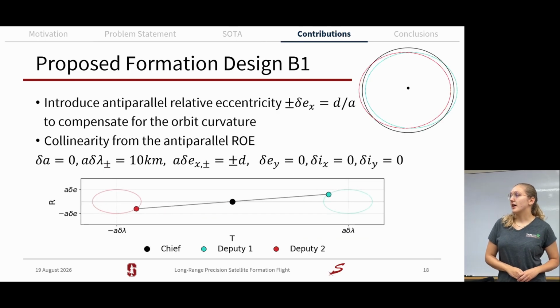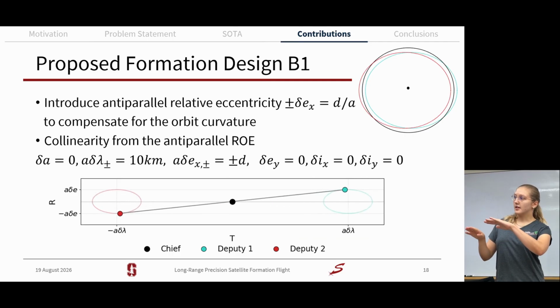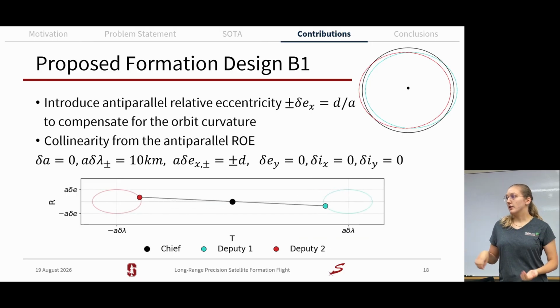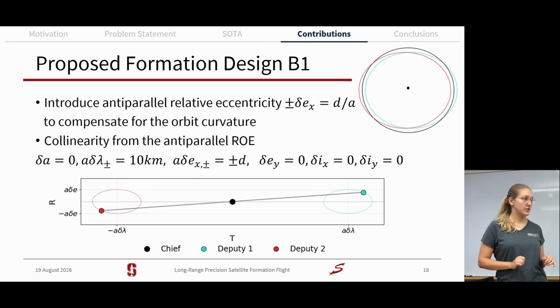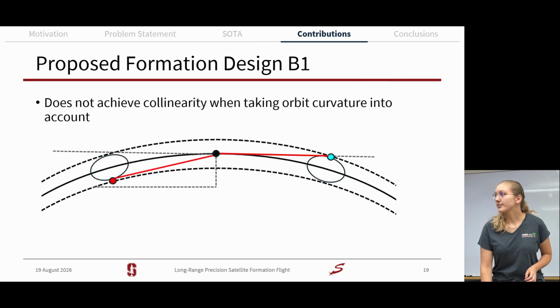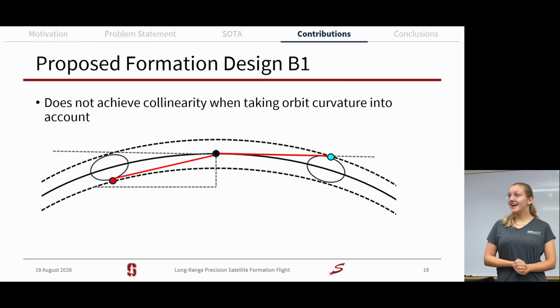And this is what that suggested design would then look like in ROEs. We see that by design, there's this collinearity between the deputies and the chief because we have the counter-rotating relative motions on the ellipses. However, I personally don't think that it actually works if we extend it to the nonlinear domain when we have to take into account the 10-kilometer baselines. So this is trying to illustrate this.